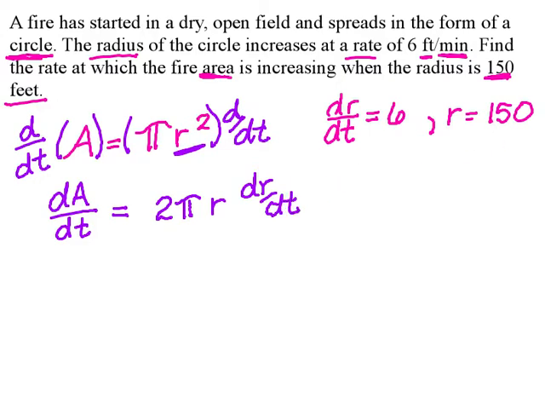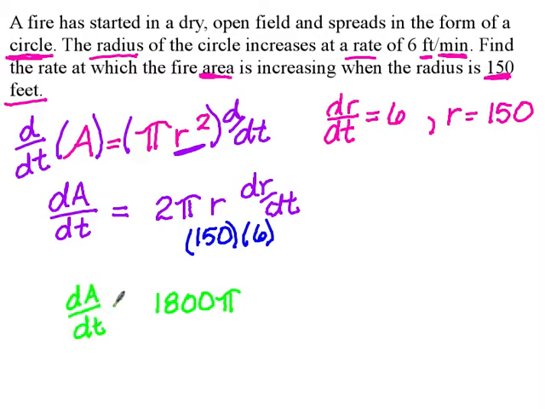What do you need to do now? 6 for dr dt and, whoa. Okay, I wrote that in the wrong spot. 150 for the r and 6 for the dr dt. So I end up having 2 times 150 times 6. What is 2 times 150 times 6? 1800 pi. Now this is where I told you that we're going to look at what we're given to find the label. This is what dA dt equals.